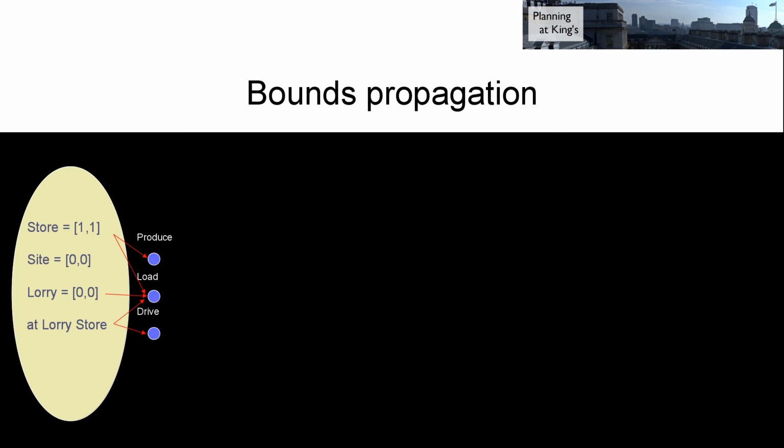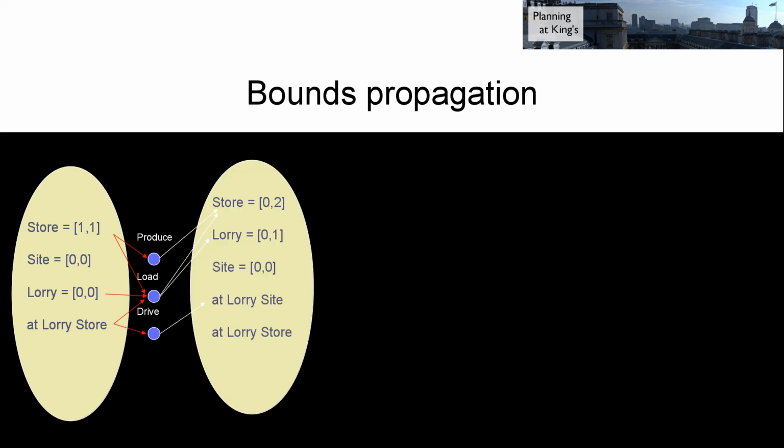Okay, so let's expand this planning graph. We have some actions which we can apply. These are the actions whose preconditions are satisfied in the first fact layer. So we can produce some stuff. It's an action which says we're going to increase the amount of produce we have in our store by 1. We can load some produce onto our truck, and we can drive our truck from the store to the site. Because the truck's at the store, we can drive it to the site. So this gives us a new fact layer.